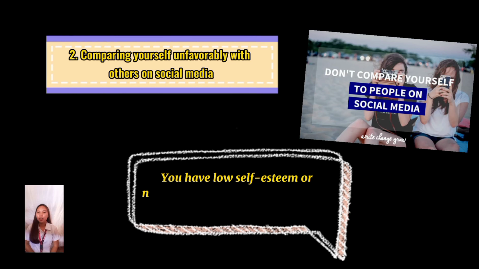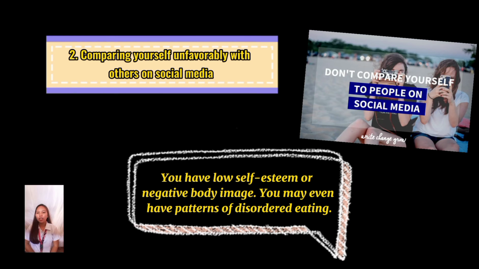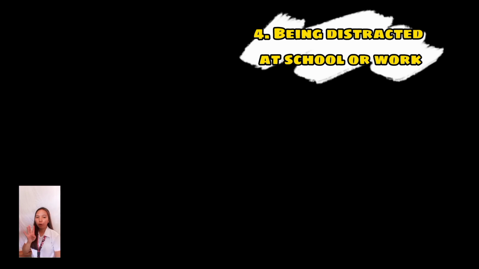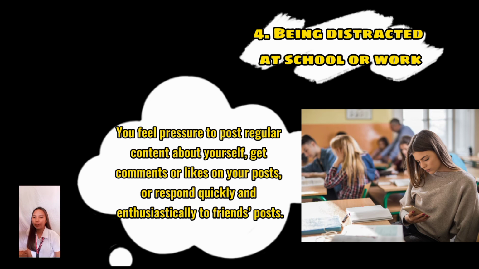Number two, comparing yourself unfavorably with others on social media. You have low self-esteem or negative body image. You may even have a pattern of disordered eating. So number three, experiencing cyberbullying, or worrying that you have no control over the things people post about you. So number four, being distracted at school or work.